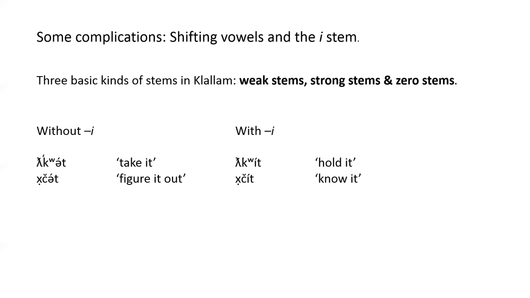Here are some examples of the basic stems with and without the I. Kquet, and then it would be kquit. Chut would be chit. As you can see, the I has the meaning of persistence or continuing result. Holding something is the continuing result of taking it. Knowing something is a continuing result of figuring it out. When the I stems occur with the passive, the I moves to the right of the t. As an example, the stem for take with I and the t transitive becomes quit, hold it. This then becomes quitum when the passive suffix is added.